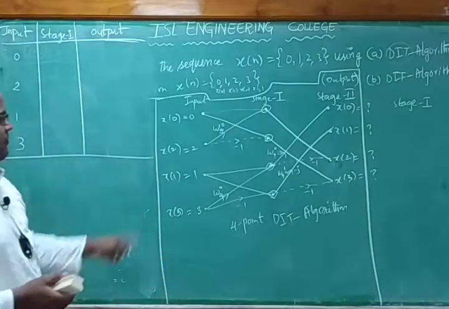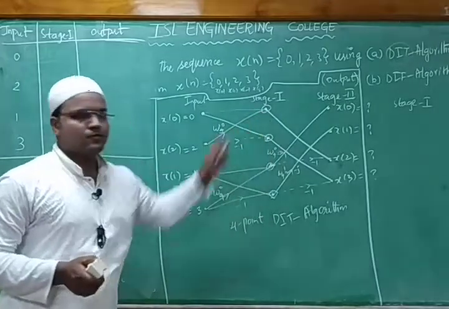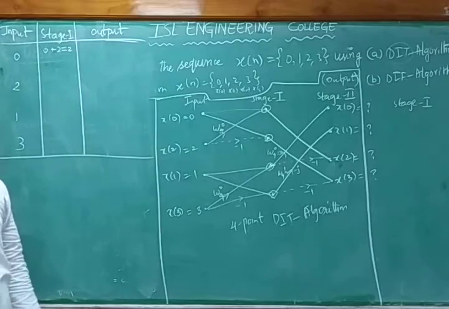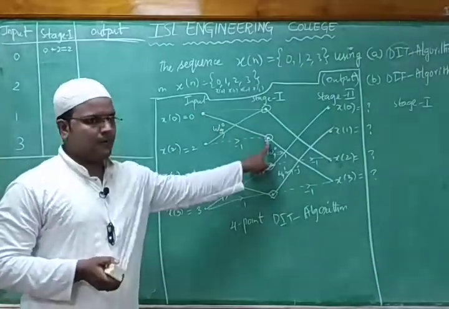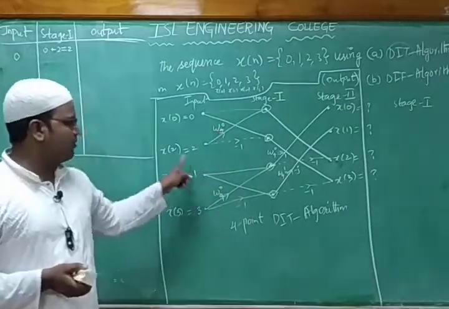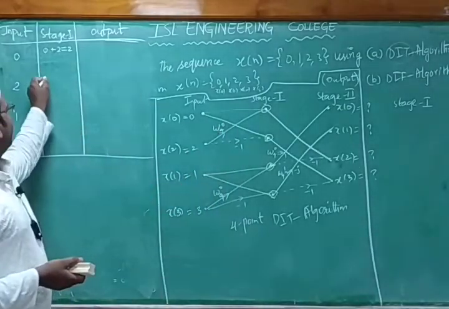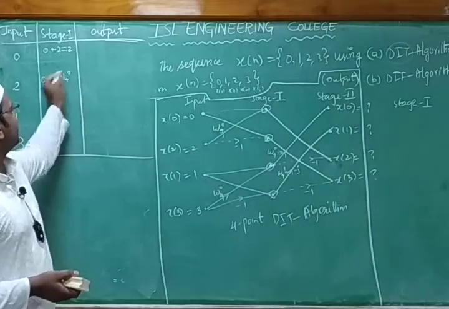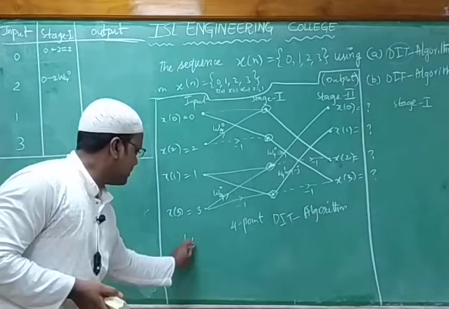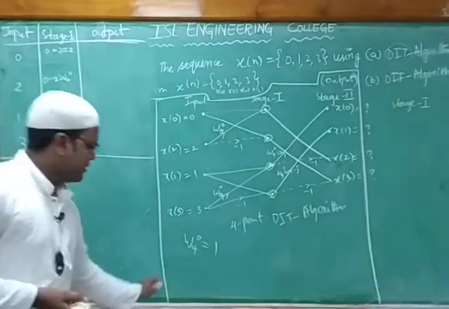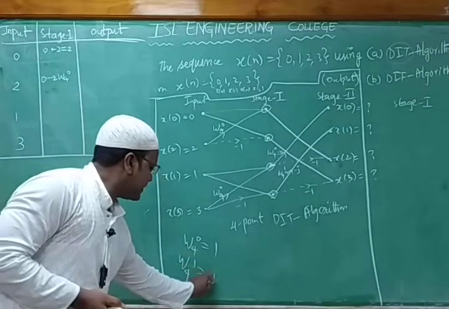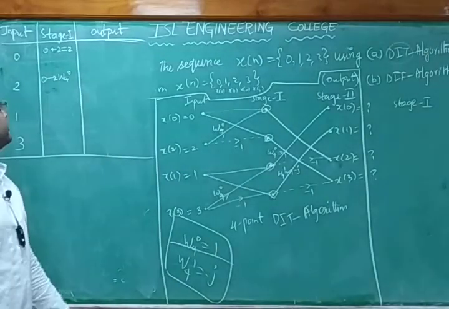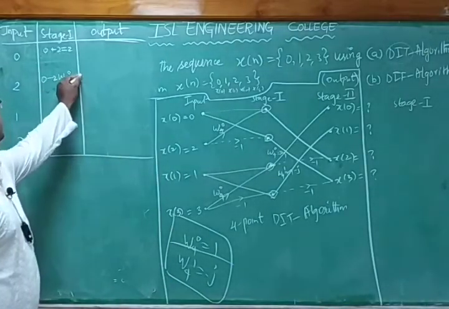So tell me, what is the first answer for it? 0 plus 2. So I can write the first answer is 0 plus 2, that is 2. Similarly, for the second one I can write 0 minus omega 4 of 0 into 2. So I'll write 0 minus 2 omega 4 of 0. What is omega 4 of 0? We found it just now in the previous condition. Omega 4 of 0 is 1, then omega 4 of 1 is minus j. So that value we are substituting here. So this is nothing but minus 2.